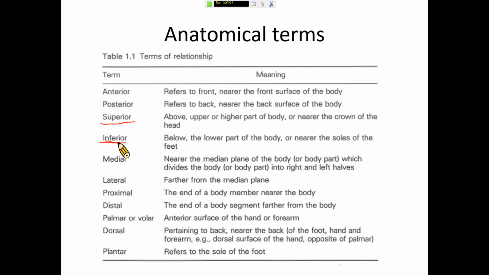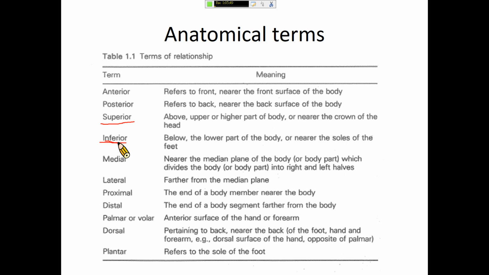Palmar or volar. Palmar or volar means the palm of our hand, the inside. When I say I rub some oil here, I rub on the volar surface of the forearm. Palmar. Dorsal means the back. Dorsal.